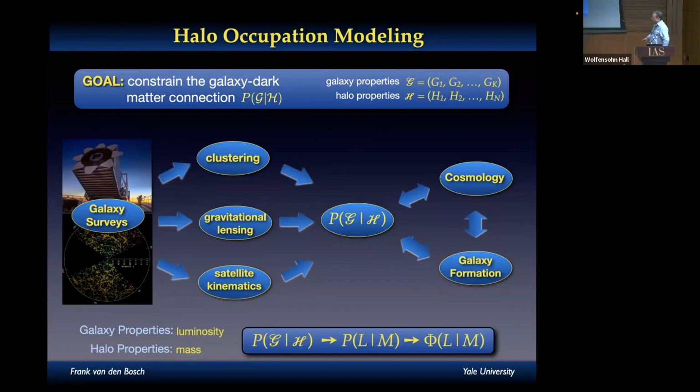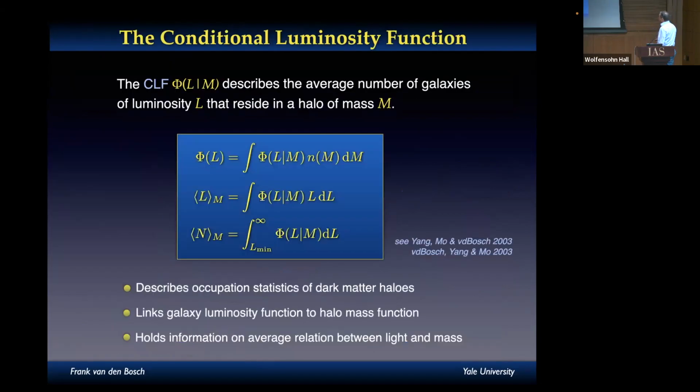So my complicated conditional probability function becomes somewhat simpler. I'm going to ask, what is the probability that a halo of a given mass m hosts a galaxy of luminosity L? And rather than working with this probability function, we're going to work with what we call the conditional luminosity function, which is just a statistical construct that we introduced back in 2003 when we started working on this field.